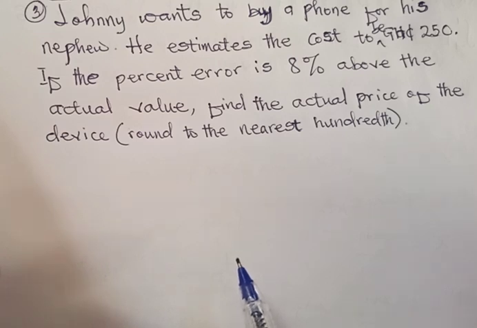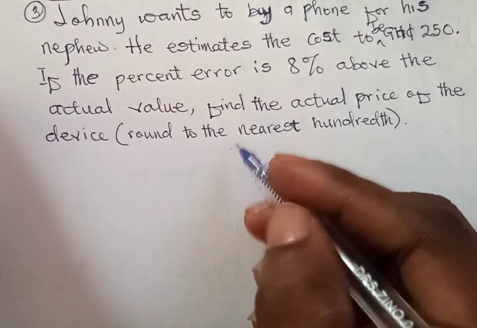Okay, good. So in this case, unlike the other two examples we've already solved, where we were given the actual value and the estimated value and asked to find the percent error, this time we have been given the estimated value and the percent error. We are tasked to find the actual value. So that is the actual price. Okay, let's start.